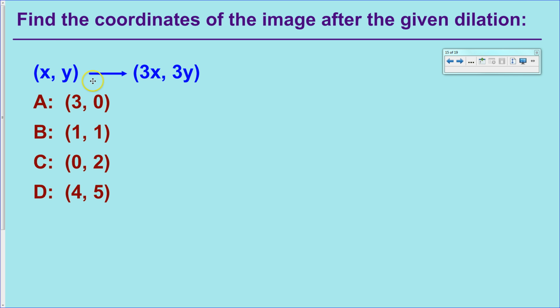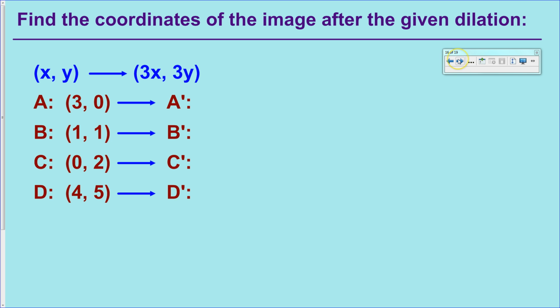Okay, well basically this rule says take the original point, these are our original points here, it's going to be some sort of quadrilateral, and take the x coordinate, multiply it by 3, take the y coordinate and multiply it by 3, and give me a new point. So that new point is going to be called A prime, B prime, C prime, D prime, and all we have to do is take our original coordinate, 3, and multiply it by 3, so I get 9, and 0 times 3, which is 0. So you get the point 9, 0. If you do that with point B, you get 3, 3, and C, 0, 6, and D, you get 12, 15.